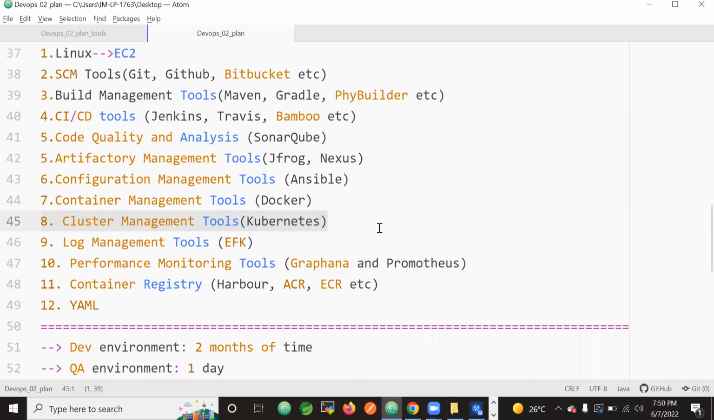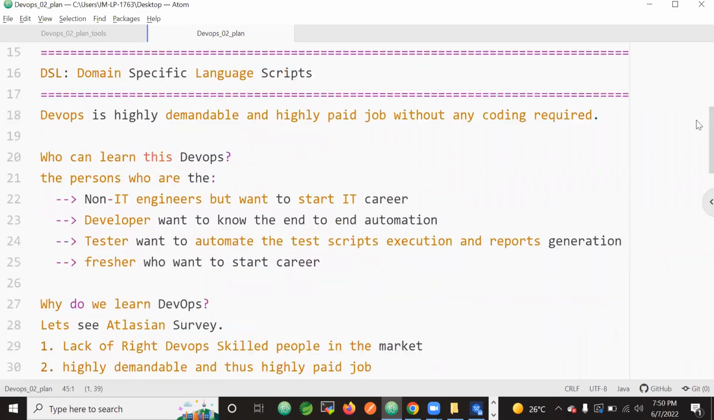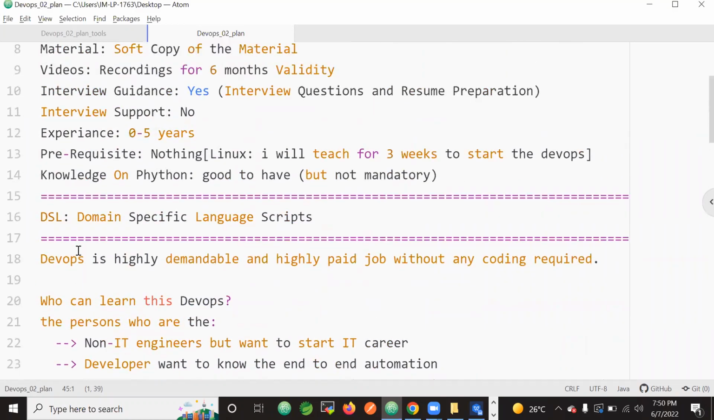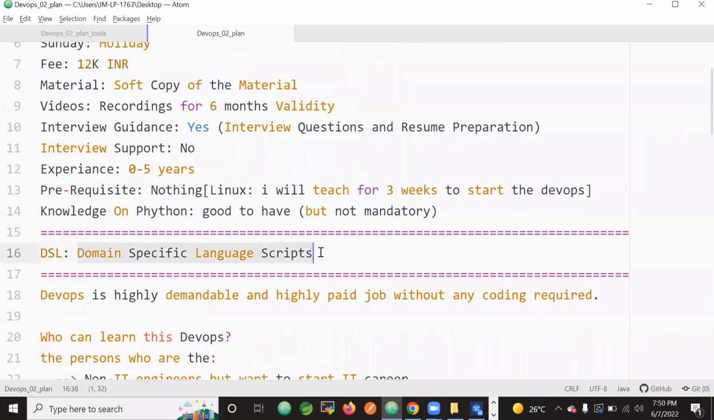Fine. Do we need any coding knowledge for this? No coding knowledge, nothing is required, no prerequisite. All the things we will do in this session are domain-specific language scripts we will write. These are not specific to any language. Of course, these are Groovy language scripts, but you don't need to learn any Groovy. It is so easy to learn. So ideally, no prerequisite is required, only Linux, which I will teach. No coding is required. We are not going to write any code here.